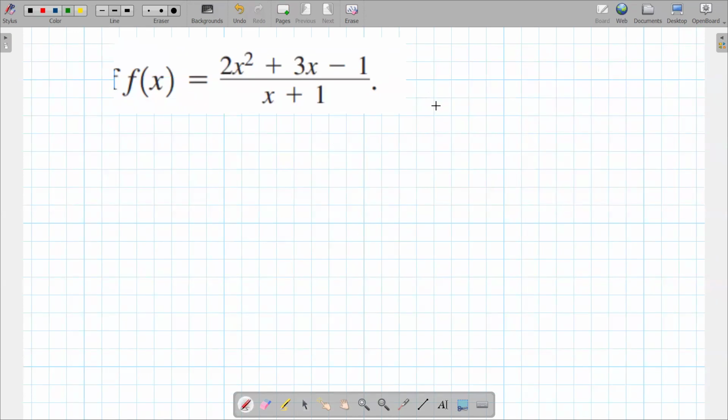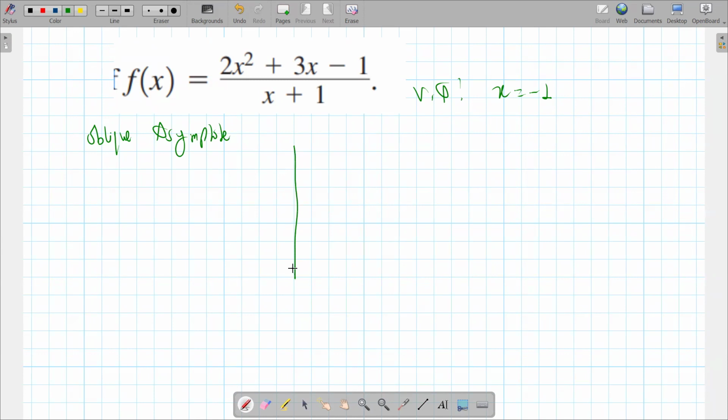Usually you want to factor it, but I don't think the numerator is factorable. Multiplies to -2, adds to 3. No, it's not. You want to factor just in case something cancels out, which would make our life easier. But here, the numbers don't exist. So we know the vertical asymptote is at x equals -1. Now let's work on finding the oblique asymptote.